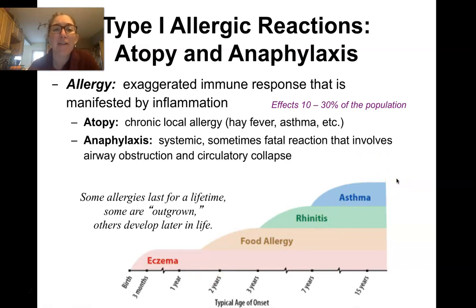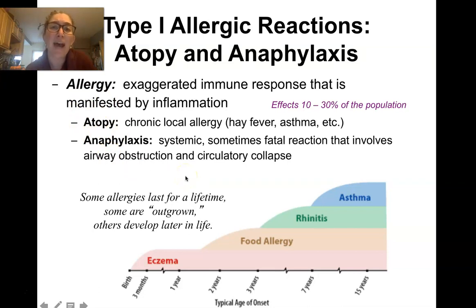So 2 terms to know with allergy. Most of the time when we're talking about allergies and allergic reactions, we're talking about atopy or atopic reactions. So like hay fever, it's localized to the nasal passages, to the respiratory system. Eczema, localized to an area of the skin. So atopic allergies happen in a localized area, whereas anaphylaxis is a systemic, full body-wide response to an allergen, and it can be very serious. It can be fatal. So people who have mild allergies, we say they have atopy. People who have very severe reactions have anaphylaxis.